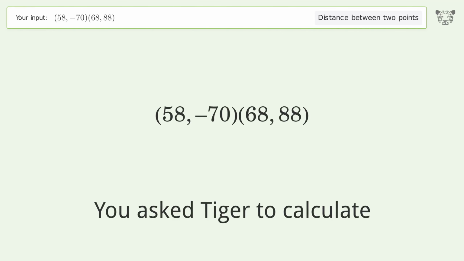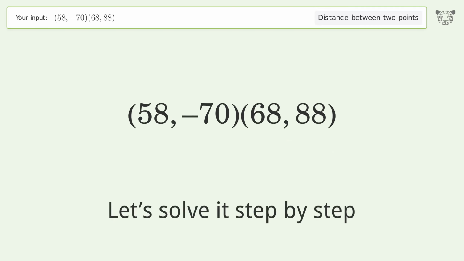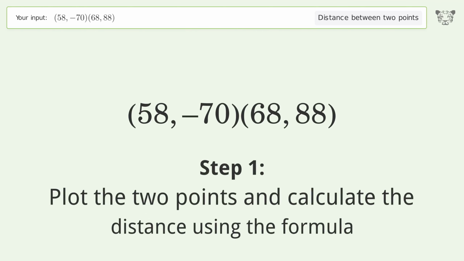You ask Tiger to calculate. This deals with the distance between 2 points. The distance between the 2 points is the square root of 25,064, or 158.316. Let's solve it step by step. Plot the 2 points and calculate the distance using the formula.